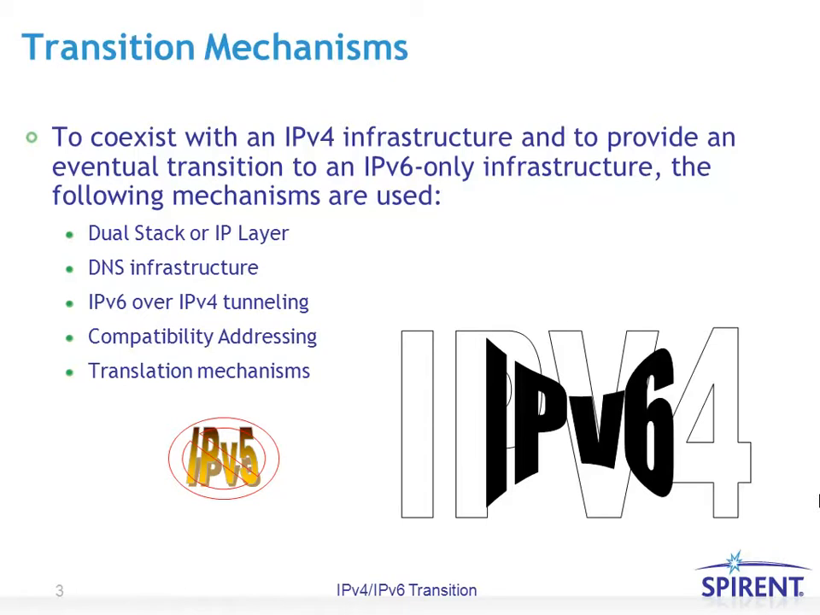In this particular topic, we'll definitely cover the dual stack IP layer, the DNS infrastructure, and we'll start our discussion of IPv6 over IPv4 tunneling. But the second topic will also get into more specific examples of that, such as the most current strategy, 6RD and DS Lite, as well as compatibility addressing formats and translational mechanisms.